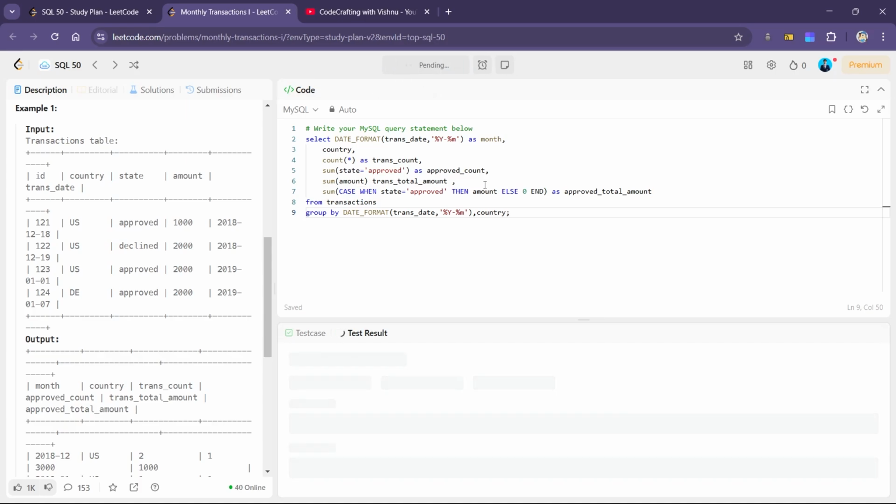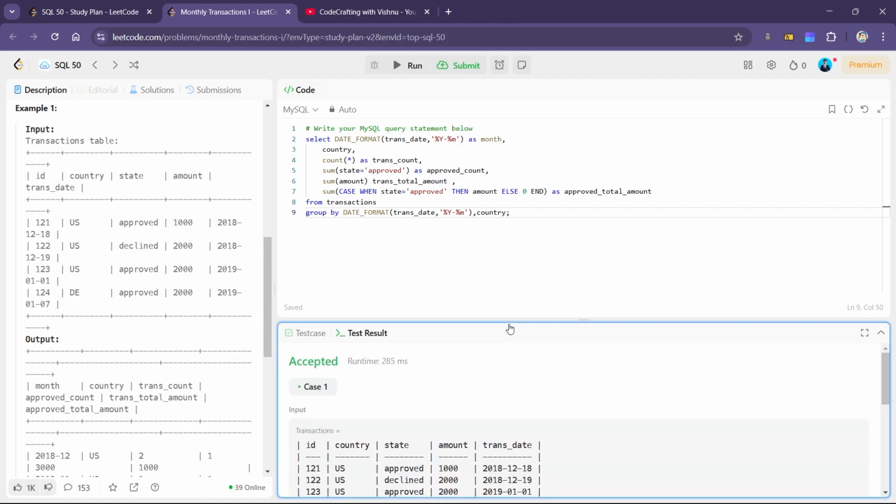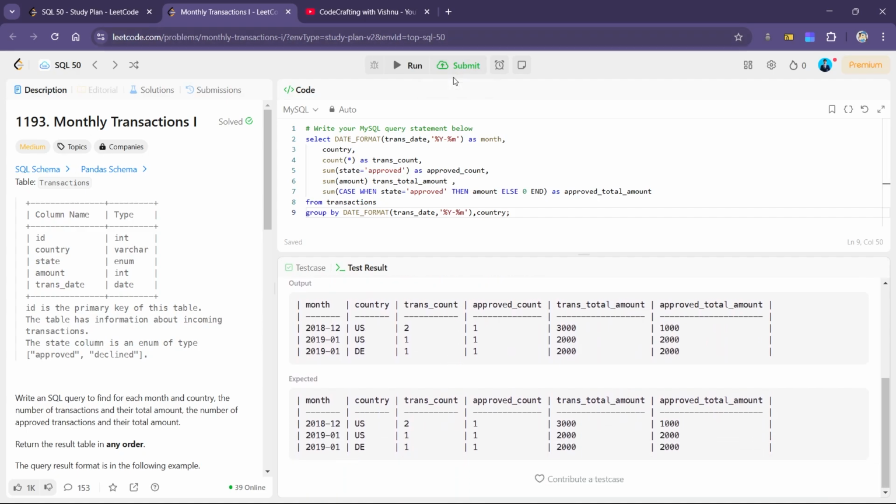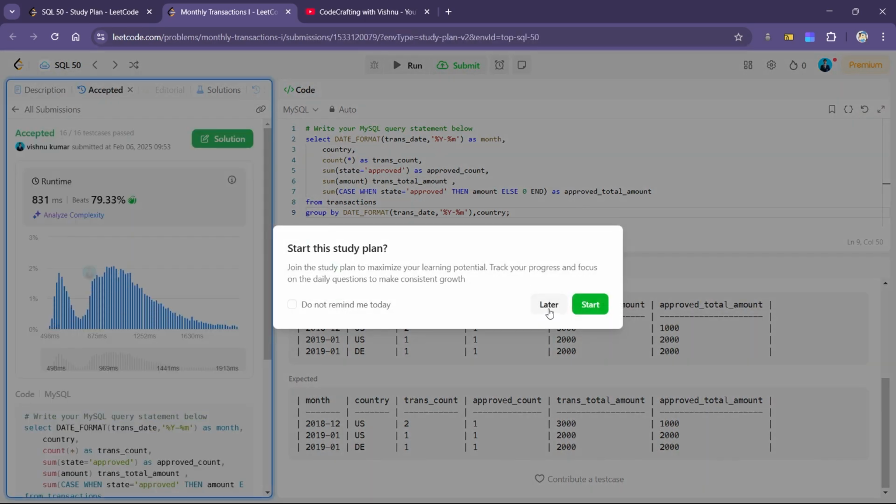So now let's run the query. Okay, so our solution got accepted here. Now let's submit this to see whether all the test cases have been passed or not. Okay, so our solution got accepted here.